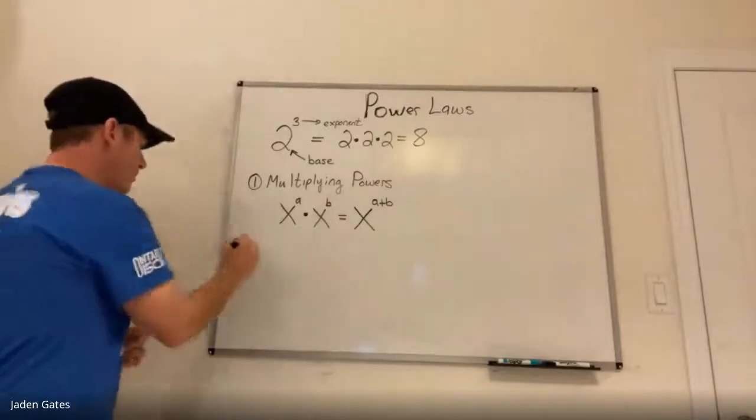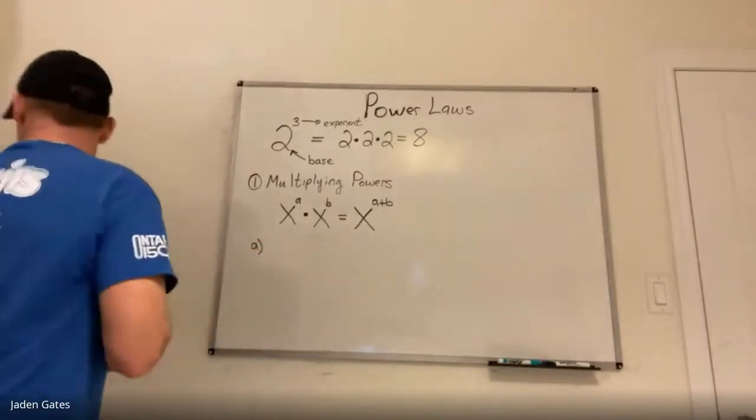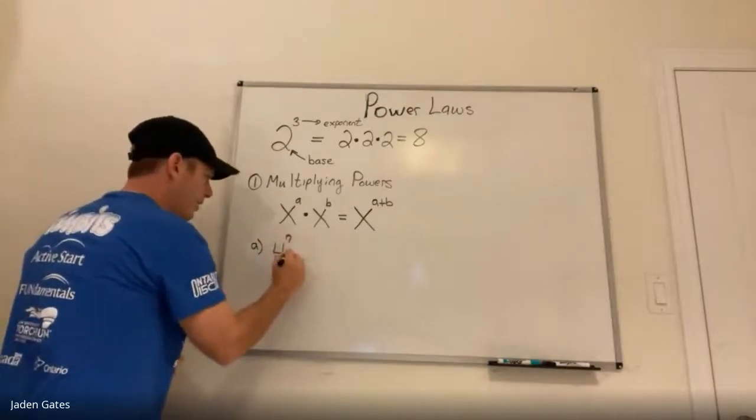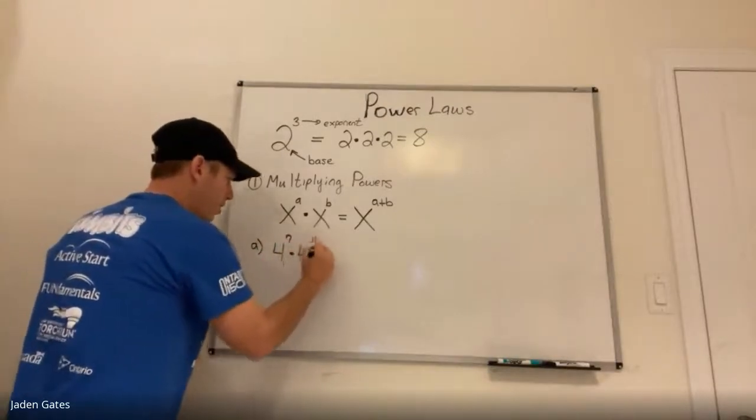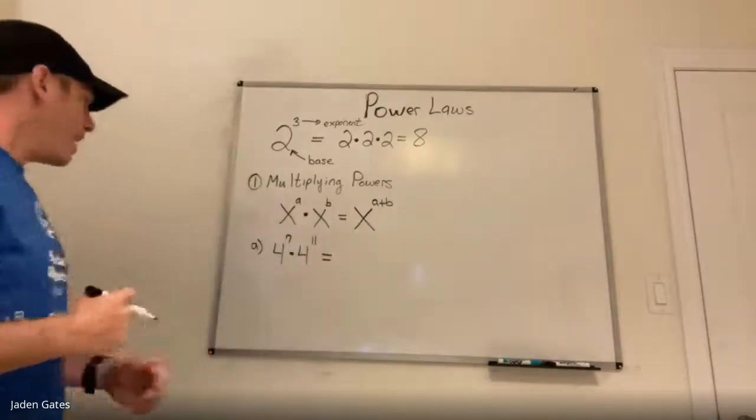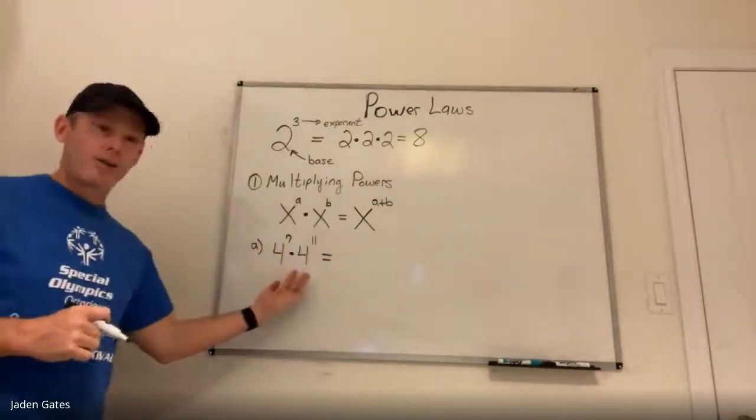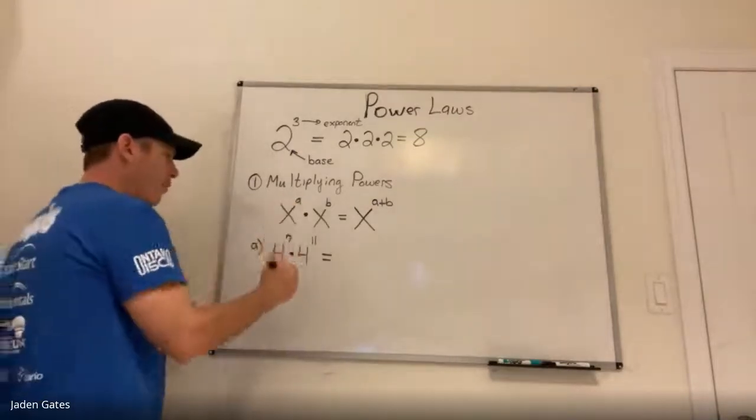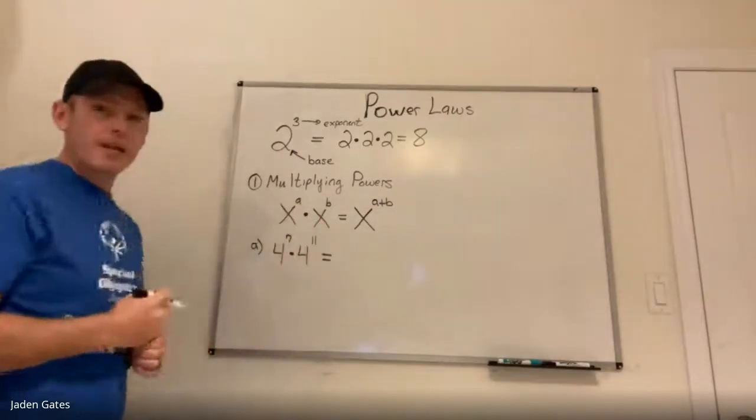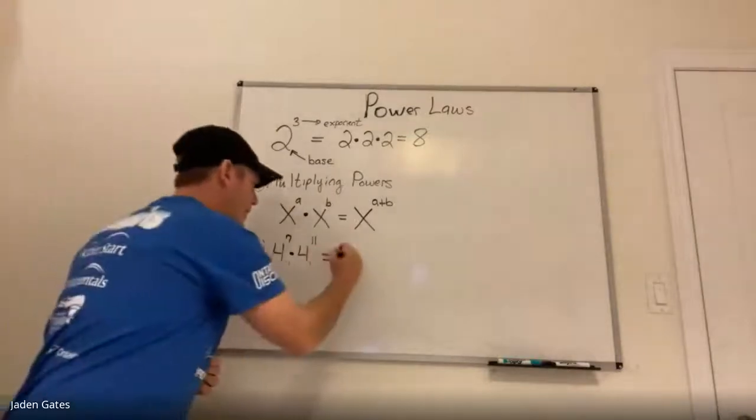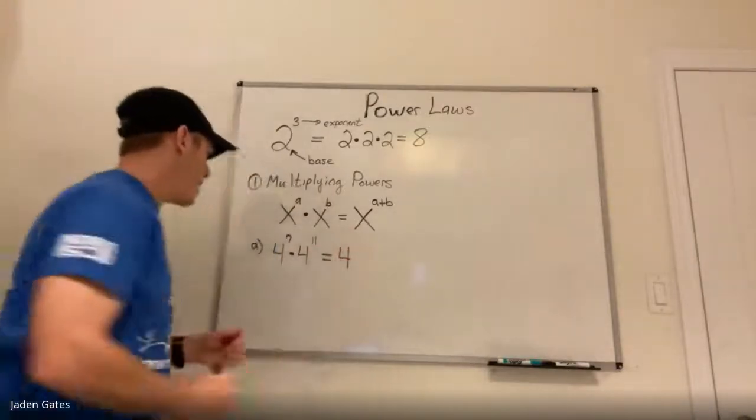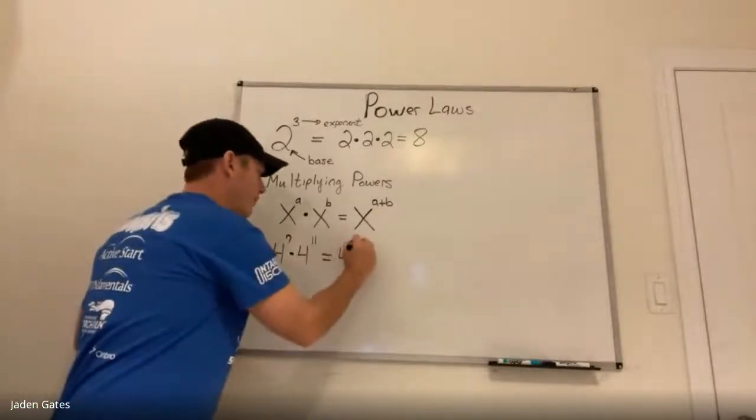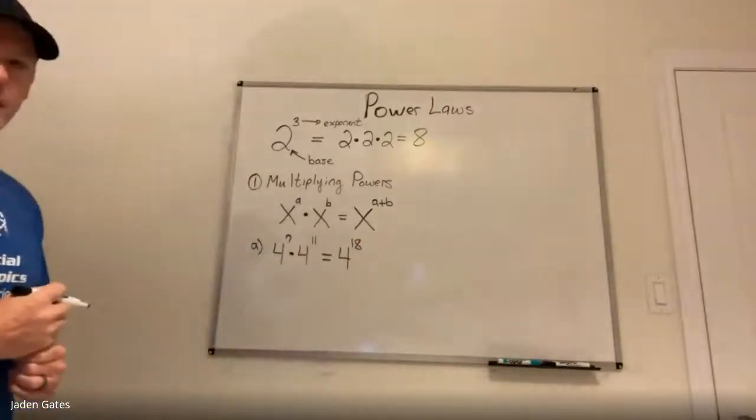All right, so a couple of examples of that. A, we have something like 4 to the power of 7 times 4 to the power of 11. So again, the bases are the same. We have a 4 and a 4. And again, if I want to simplify this or express it as a single power, I keep the base the same. I add the exponents, so I have a 7 plus an 11. So I would end up with 4 to the power of 18.